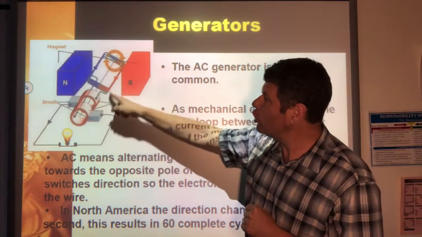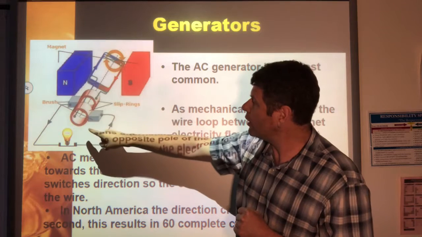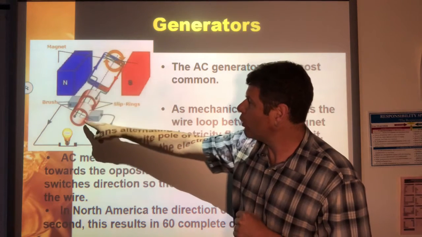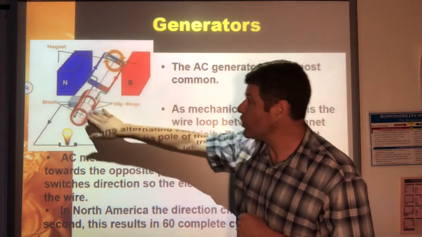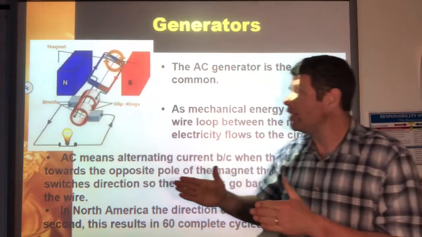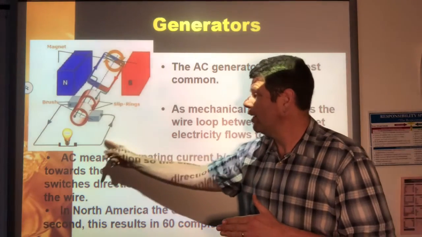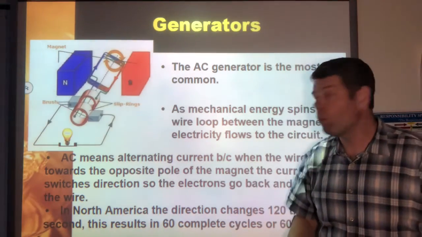And then the loop of wire needs to make a circuit. So then it's connected. One wire is connected to this slip ring, and another wire is connected to the other slip ring. And then of course we have these brushes which maintain contact with the metal slip rings. And then of course we need our circuit, which is going to be connected to a resistor or a load so that it can do some work for us.